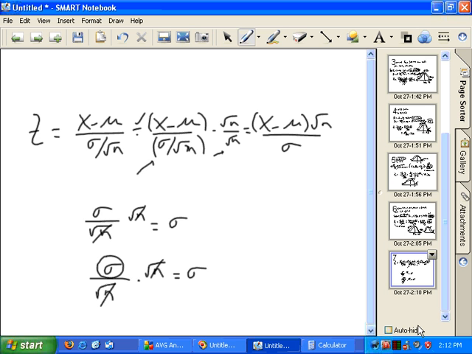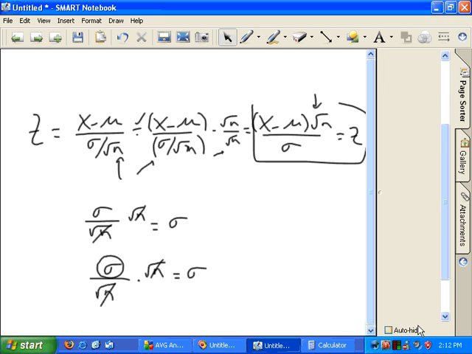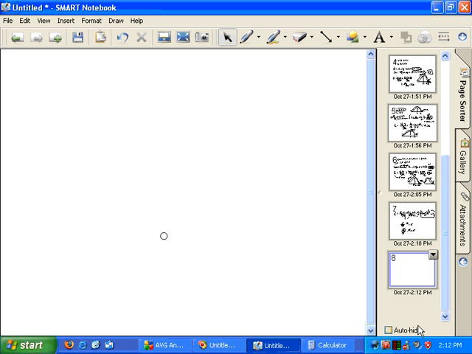Okay, so you can use this formula for z. Instead of putting the square root of n in the denominator of the denominator, you can put it in the numerator. So if that makes it easier for you, use that formula. Okay, that completes the section on central limit theorems.